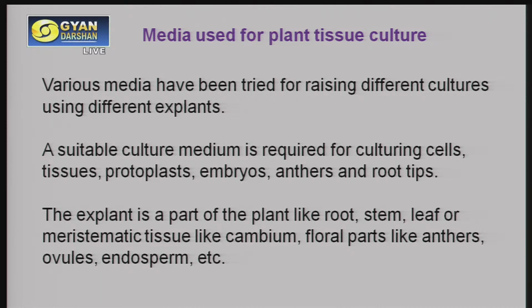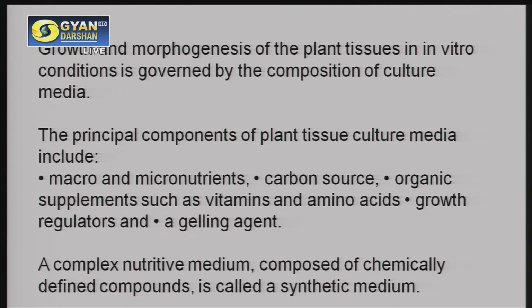Now I am coming to the next part: when you design a tissue culture medium, what are the components that you need? As I said, different media have been designed, or proposed, by different scientists. But you have to remember what the principal components are. You need some macro and micronutrients, a carbon source, organic supplements such as vitamins and amino acids, growth regulators, and a gelling agent. So these are the principal components of a plant tissue culture medium. A complex nutritive medium composed of chemically defined compounds is called a synthetic medium.